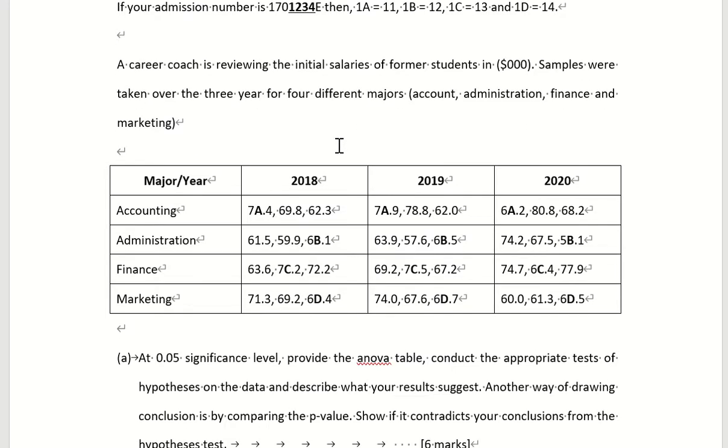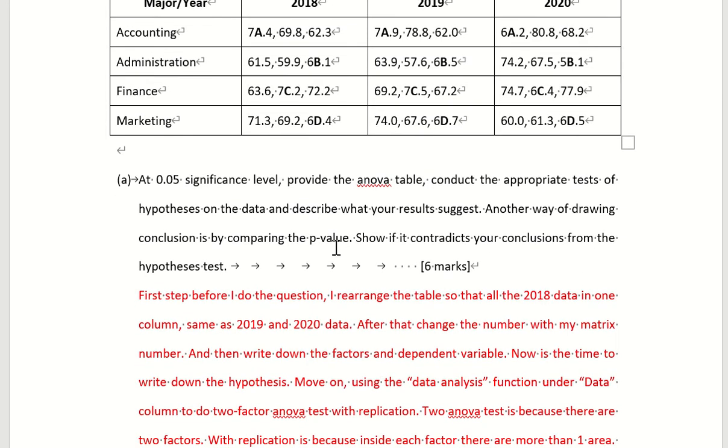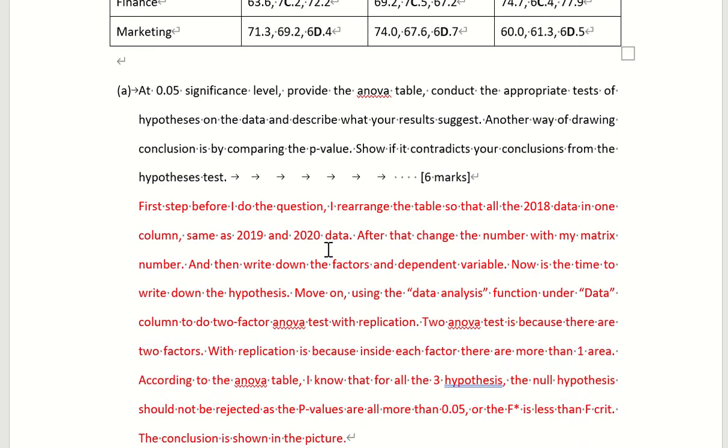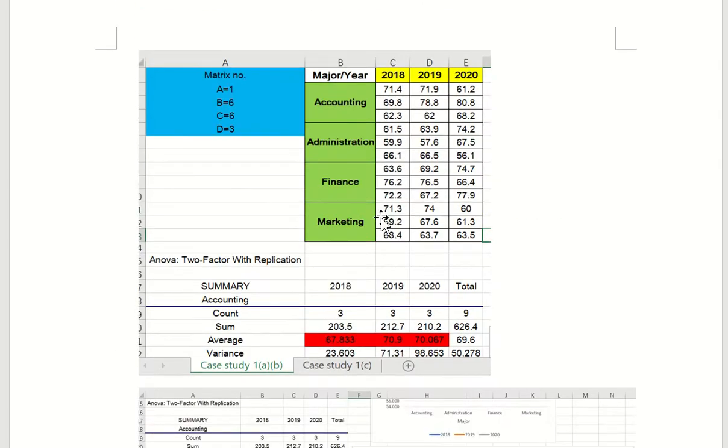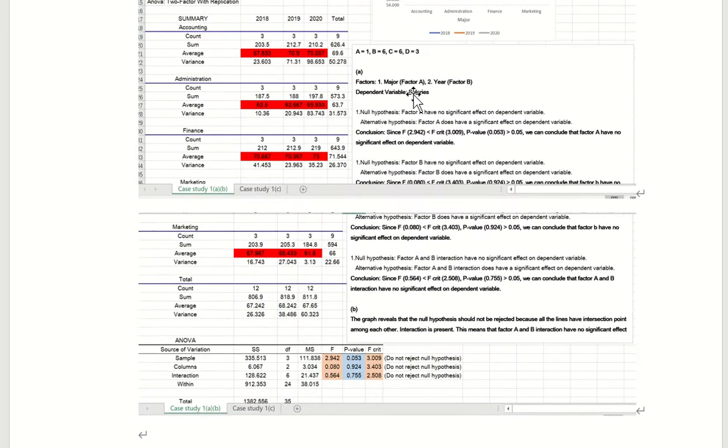So for case study one, question A. First step, before I do the question, I actually rearrange the table so that all the 2018 data is in one column, same as 2019 and 2020 data. After that, I write down the factors and independent variable, which is shown here.